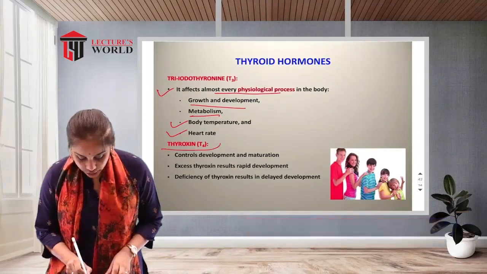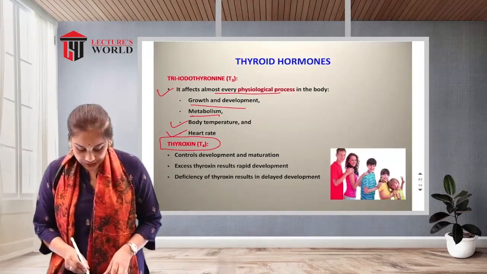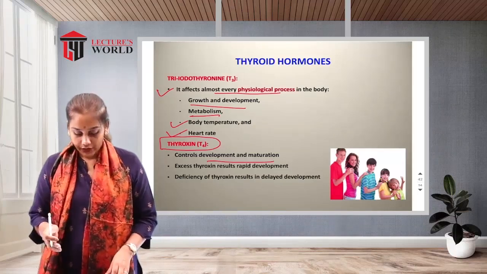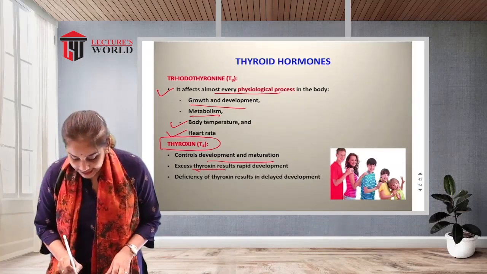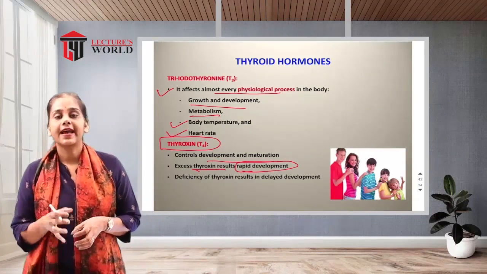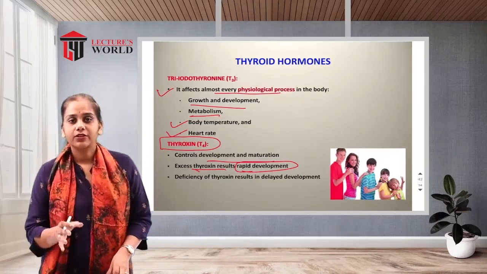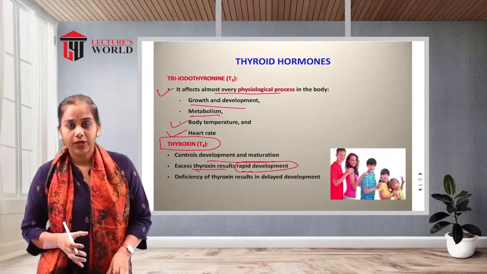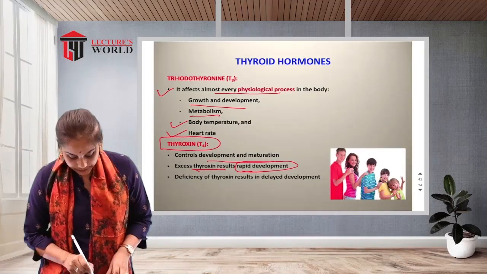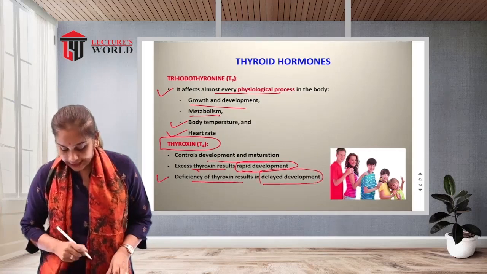The next one is the thyroxine hormone, known as T4. What is the function of T4? It controls development and maturation. Excess thyroxine results in rapid development, so it is helpful for the control of development. It stops overgrowth of cells and maturation. Deficiency of thyroxine results in delayed development.